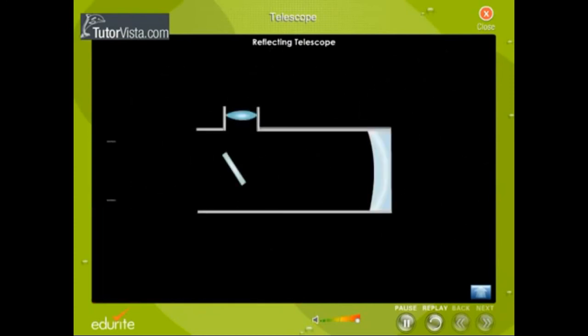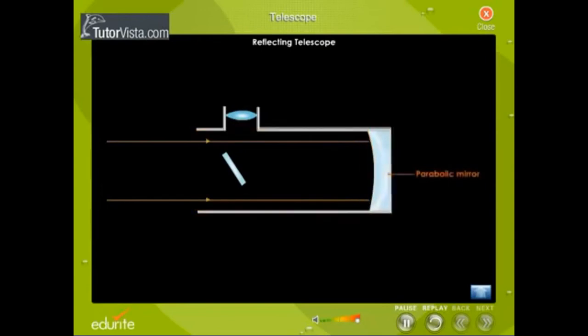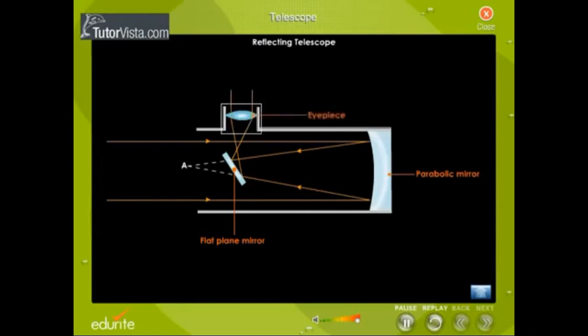Let us now understand the principle of a telescope with the help of a ray diagram. Incoming light rays pass down the barrel of the telescope and are reflected by a parabolic mirror at the base. These rays converging towards a point A, as shown in the figure, are made to fall on a small flat plane mirror. The mirror reflects the light towards an opening on the side of the tube that passes into the eyepiece. Note that in a reflecting telescope, chromatic aberration is eliminated as the light does not pass through glass except the small eyepiece.